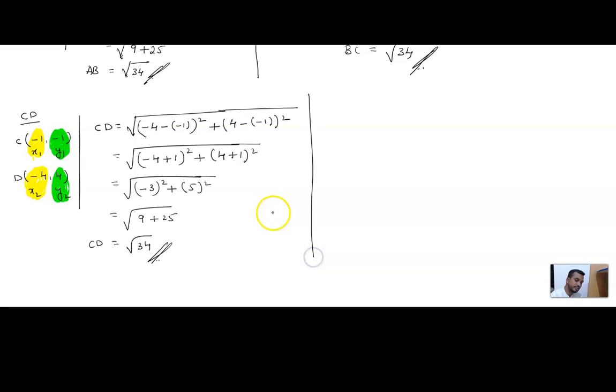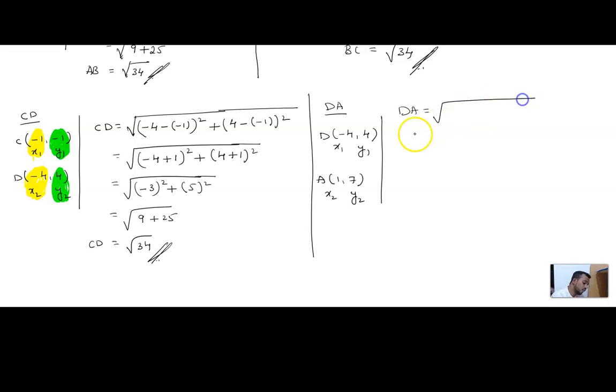Done. After finding CD, now we should find DA, right? We are finding the distance between D and A. So what are the coordinates of D? Minus 4 comma plus 4. And what are the coordinates of A? That is 1 comma 7, right? Then this is x1, this is y1, this is x2, and this is y2. Then DA is equal to root of x2, that is plus 1, minus x1 is minus 4. So we write in bracket whole square plus y2, that is 7, minus y1, that is plus 4 whole square.